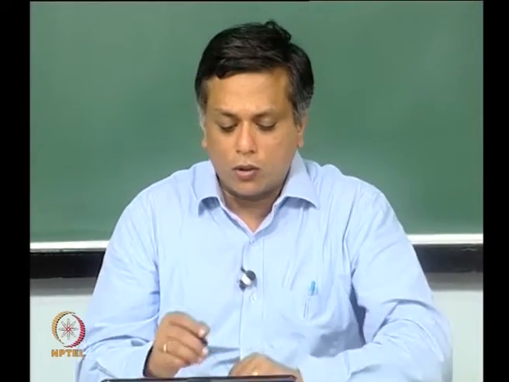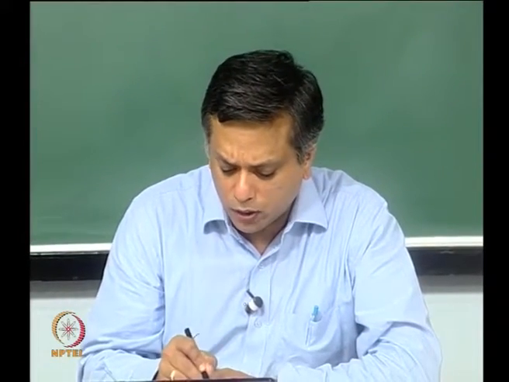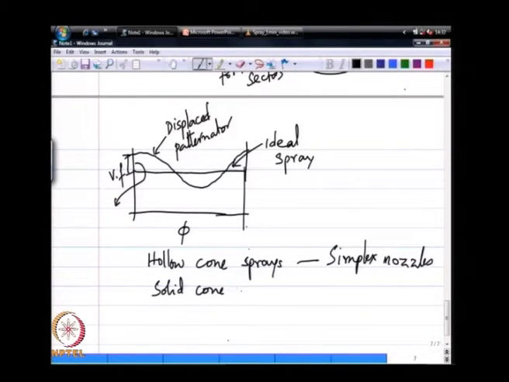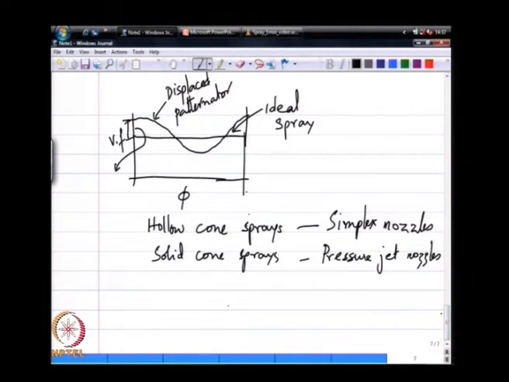Okay. So, we looked at hollow cone sprays, coming mostly from simplex nozzles, and we have solid cone sprays arising mostly out of pressure jet nozzles. And we looked at combinations of these.